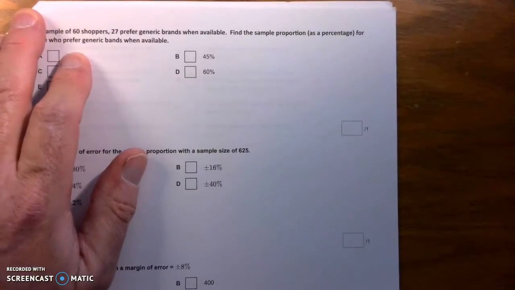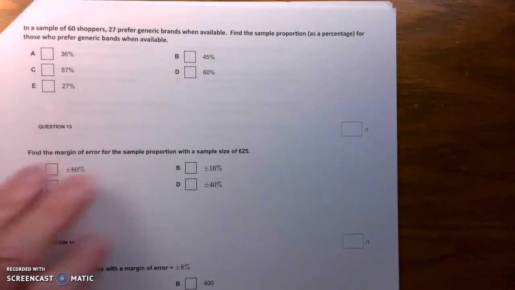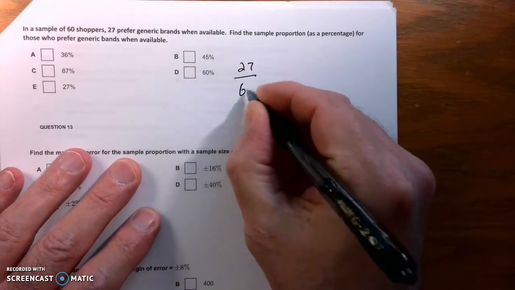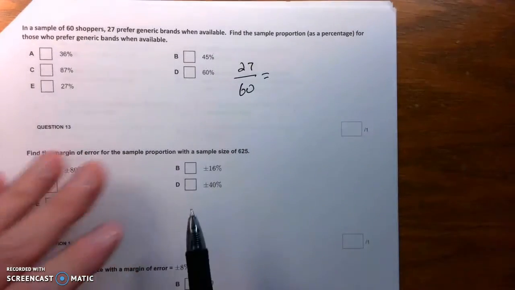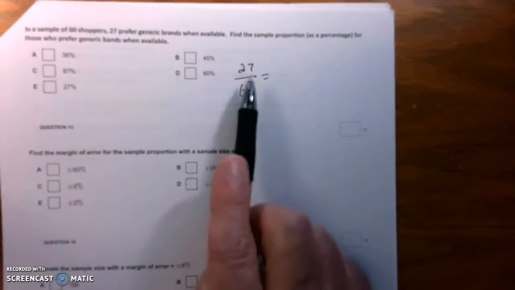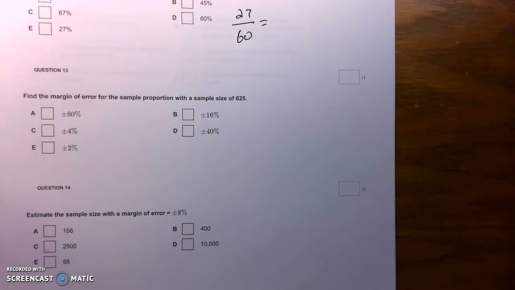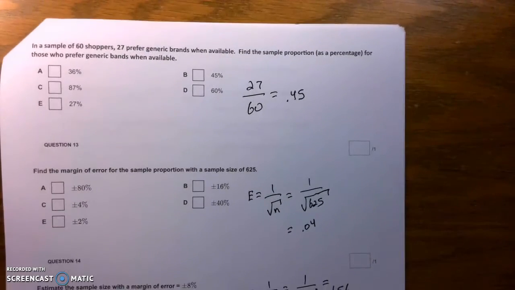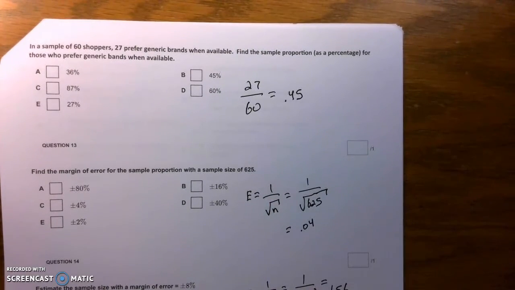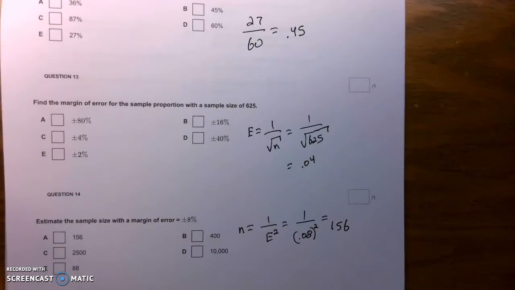Number 14, sample proportion. It's just a fraction. I don't know what the answer is. Put this in your calculator. All right? It's just a fraction. Okay, y'all, let me grab my calculator. I guess I got 0.45 here, okay? Let's look at the next one.